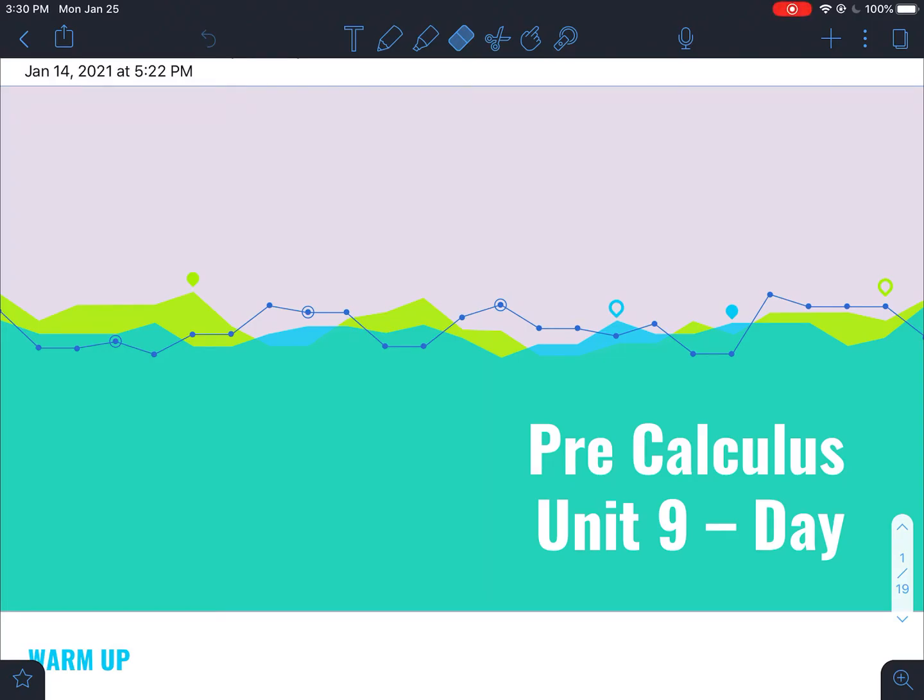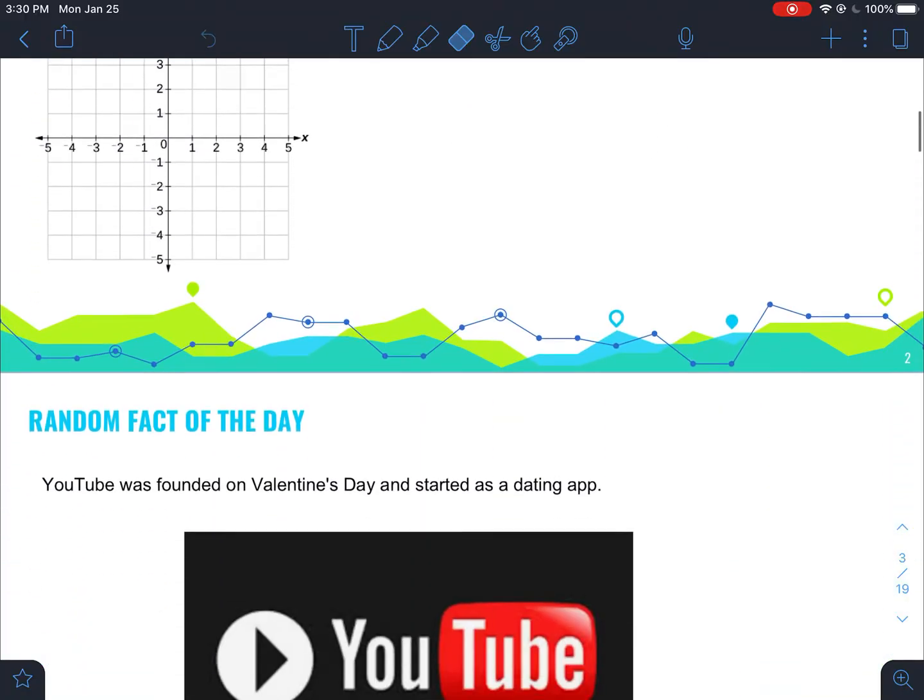These are your notes for Unit 9, Day 1 of Pre-Calculus. If you would like to see the warm-up, review question, or any test questions we covered in class today, just look at the finished notes.